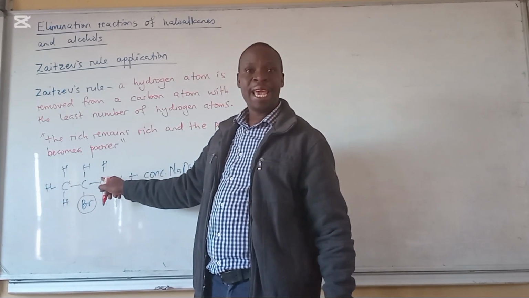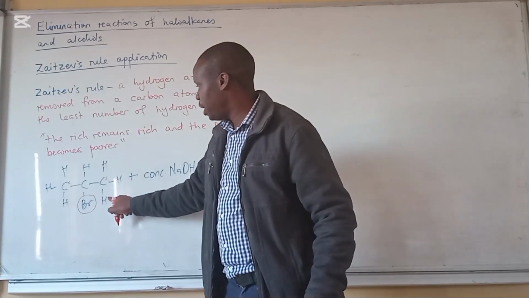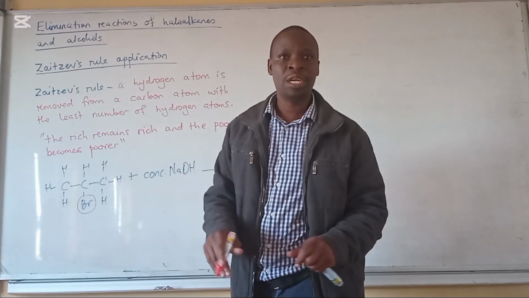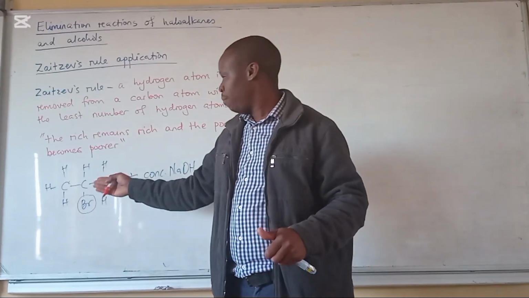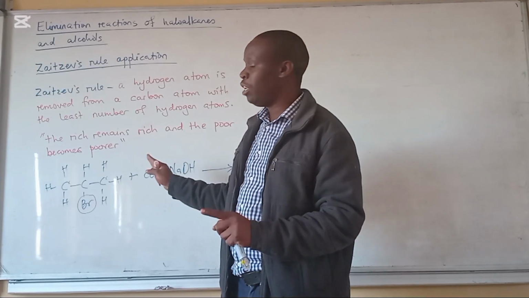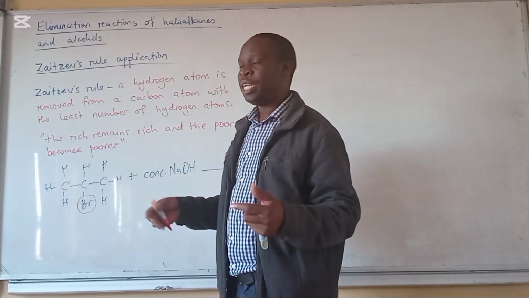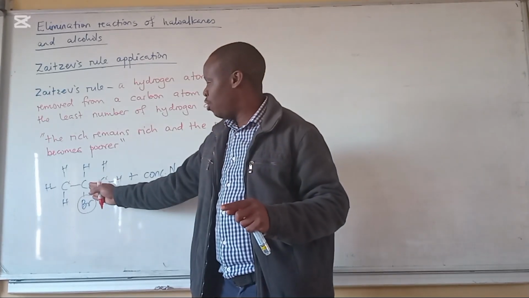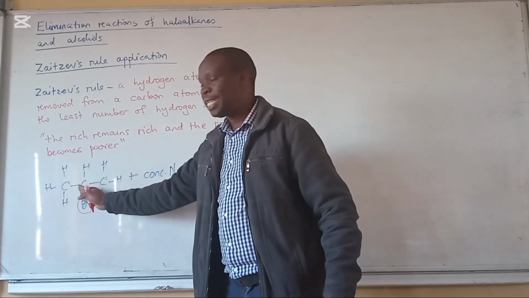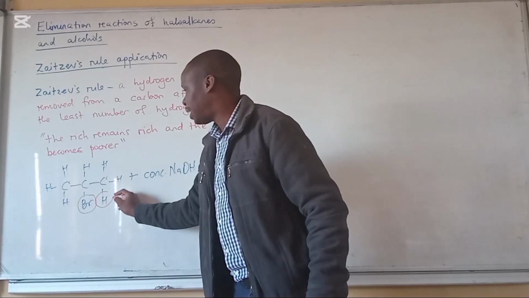They both have 3 hydrogen atoms around them: 1, 2, 3. This one also has 1, 2, 3. So they are equally rich. You can remove from either this one or this one. It makes no difference, so there is no need for you to apply the Zaitzev rule. The product will be the same whether you eliminate a hydrogen atom from this carbon atom or from this carbon atom. So I'm just going to eliminate this.